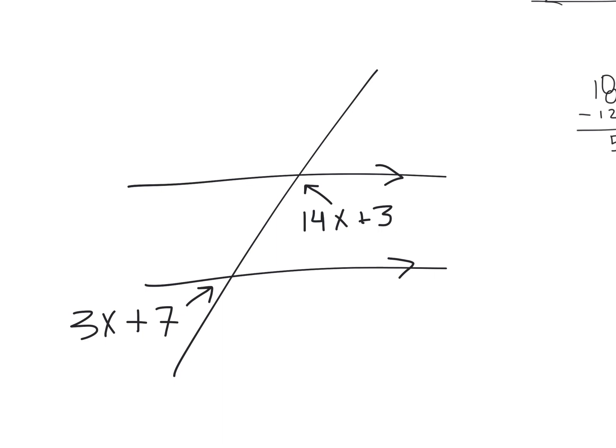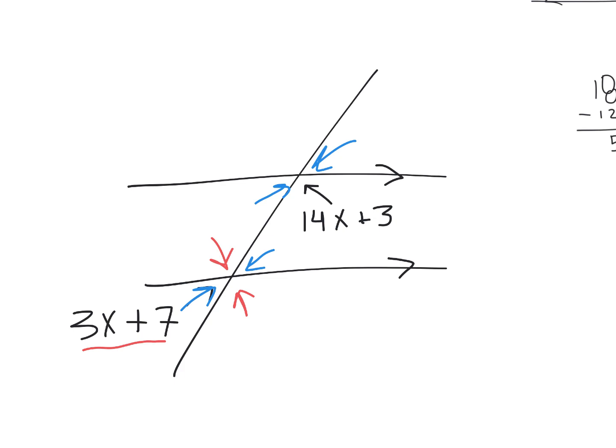Let's try to solve for x and see if we can figure out what each of these angles are equal to. Well, let's start out with seeing what we know. We know that this angle and this angle are alternate exterior angles. We know that this angle is a vertical angle of it and would be the same measure, and same with this one. We know that this angle here, the red one, would be the supplement to this 3x plus 7. So those would add up to 180 degrees.